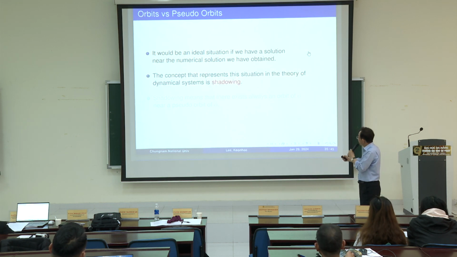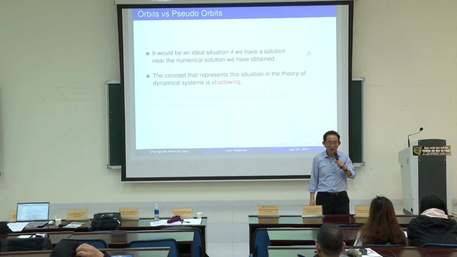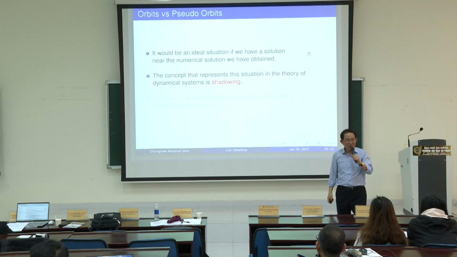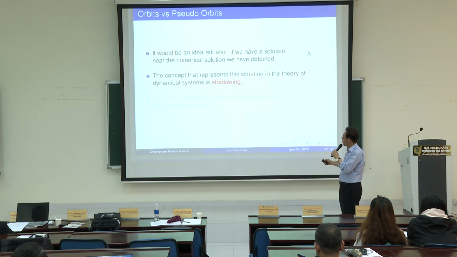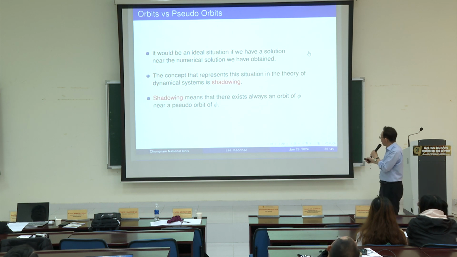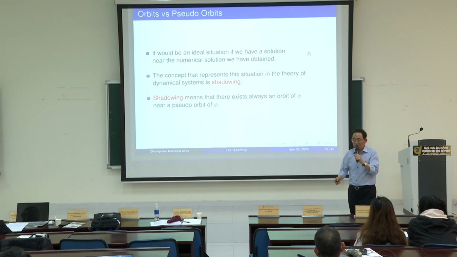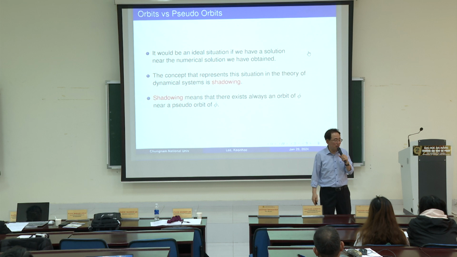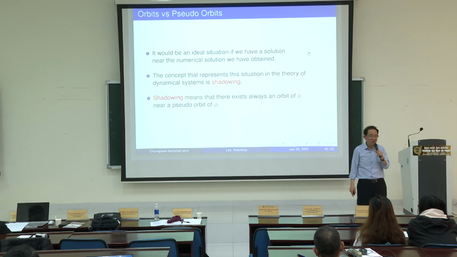The concept of representing this situation in dynamical systems is shadowing. So numerical analysis and dynamics are very close. Shadowing means there always exists a real orbit near the pseudo orbit. Shadowing is the terminology in dynamical systems. Numerical solution is the terminology in differential equation theory.